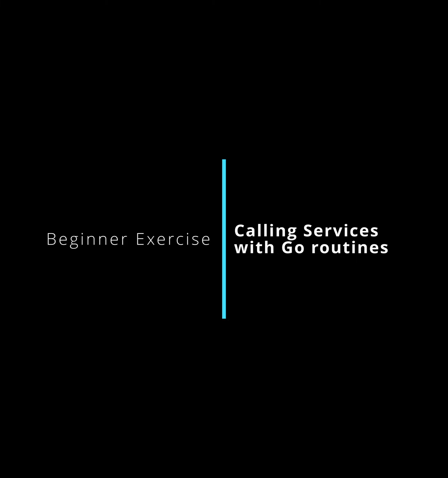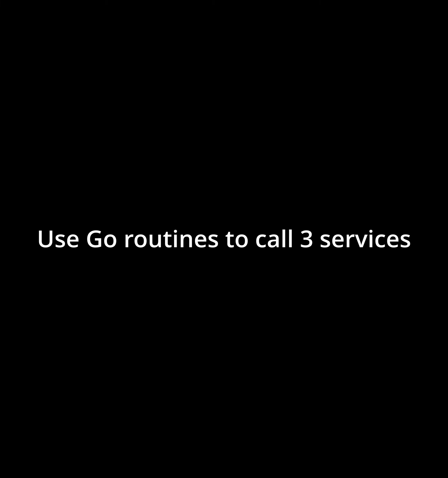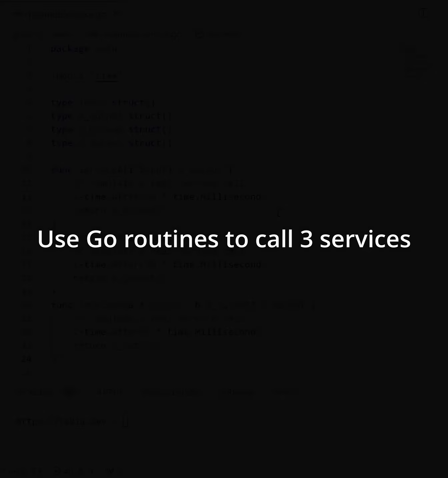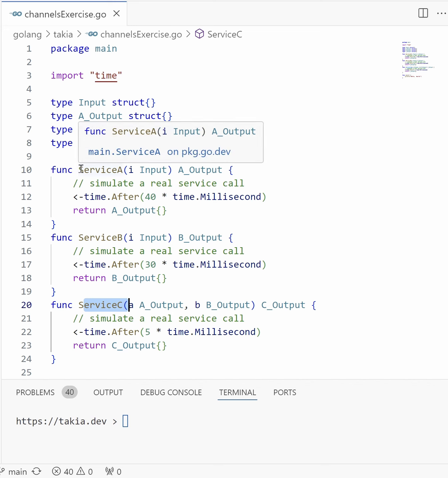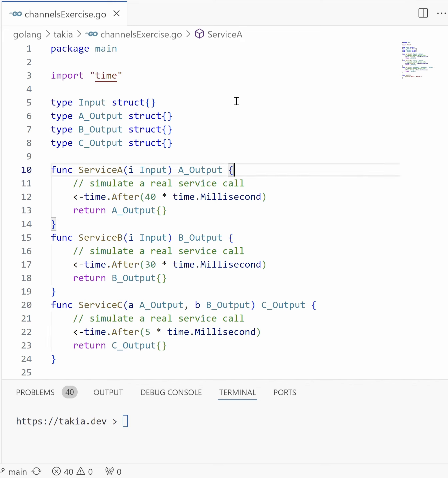Hello everyone. Today we're going to work on this exercise in Go language where we want to write a function that will call three services: service A, service B, and service C. We want to call those services using concurrency. So the first thing we'll do is look at which services can run in parallel and which can't.